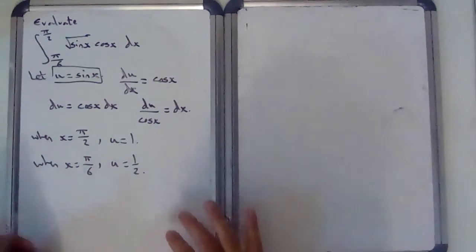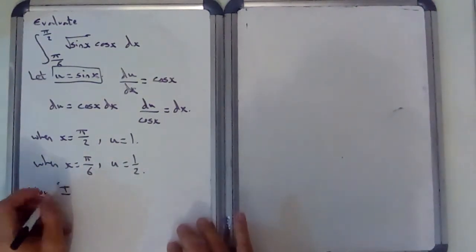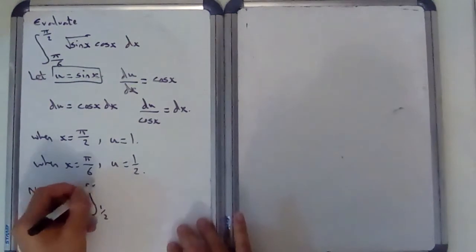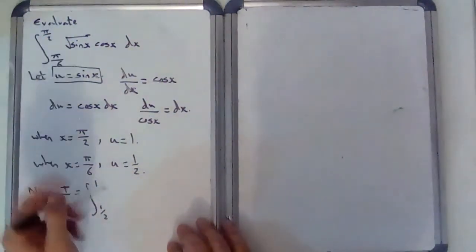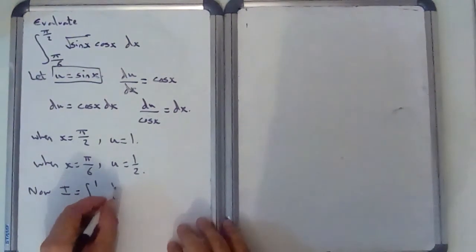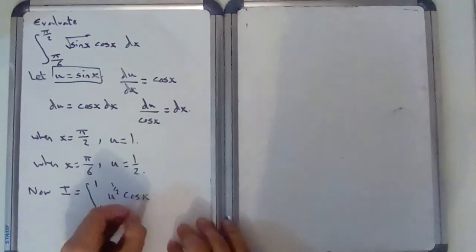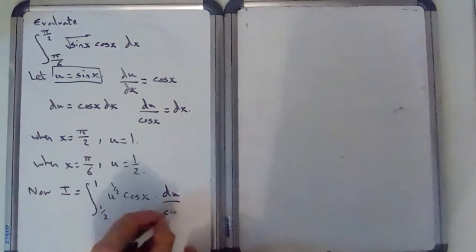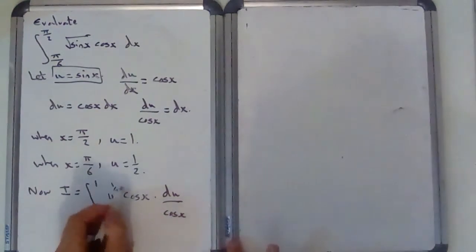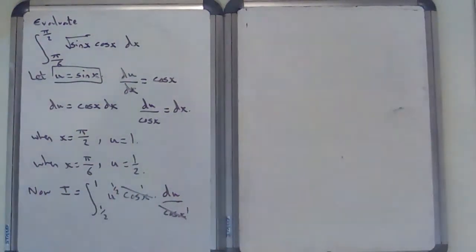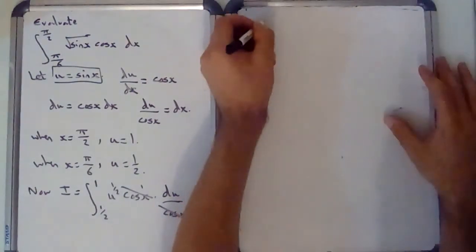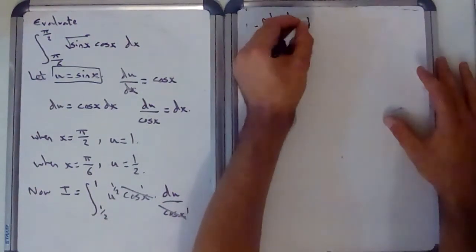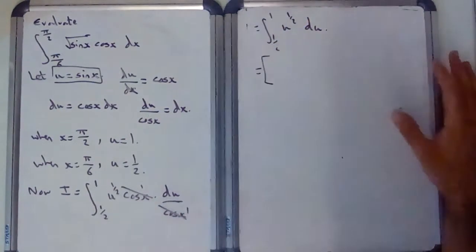So now we can transform the integral. So now our transformed integral is the definite integral from 1/2 to 1. So it's going to look a lot friendlier after this. 1/2 to 1 of, so it's square root u, so I'm going to call that u to the 1/2, cos x, and then it's dx, which we've just said is du by cos x. So look at that, cos x, 1, 1. So we now have the integral of u to the 1/2 du, really, really nice integral. So equals the integral from 1/2 to 1 of u to the 1/2 du.